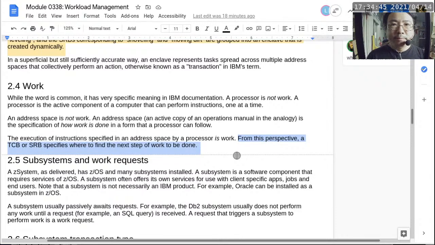To clarify, a service request block is the primary and a task is within the service request block? It's the other way around. A TCB, a task control block, is the primary, and an SRB you can look at as a subcomponent of a TCB. An SRB is needed when we need to perform some work that is not in the same address space.